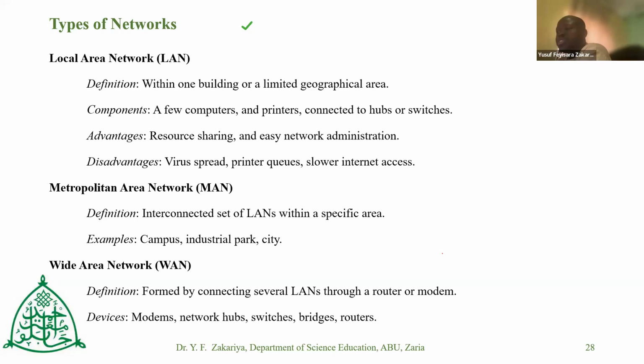You have the modems to do the connection. You have the switches, you have the bridges, then you have the routers to do these connections. So basically, when we talk about the types of networks, we identify 3 types: the local area network, the metropolitan area network, and the wide area network. So this progresses from a small room to a bigger campus and to the whole country or the whole world.